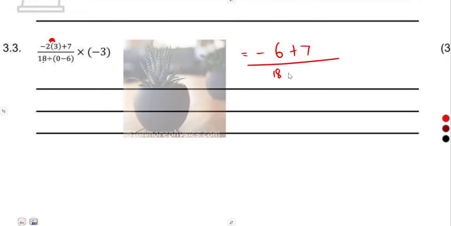Negative 6 plus 7, over 18 divided by 0 minus 6. 0 minus 6 is minus 6, times negative 3. So let's consider the addition. Minus 6 plus 7, the signs are different. So that's 7 minus 6, which is 1. You take the sign of the bigger number, which is a positive. So that is 1 over 18 over minus 6. That's positive divided by negative, which is a negative. 6 into 18 is 3, so negative 3, times negative 3.